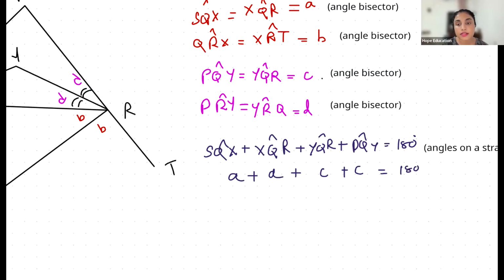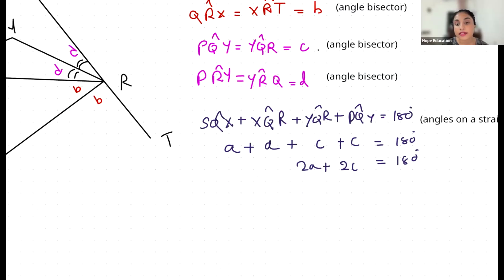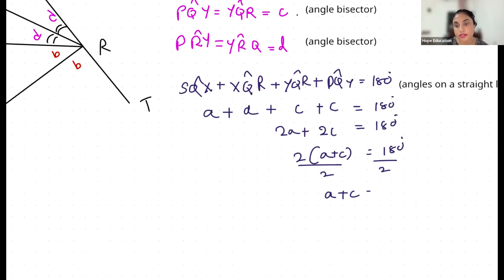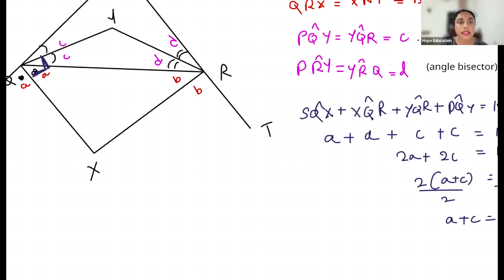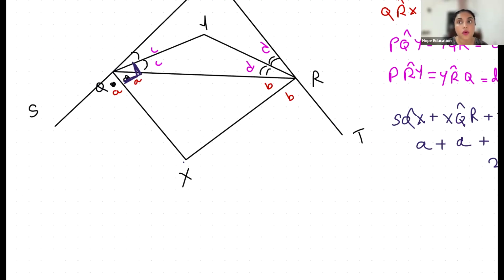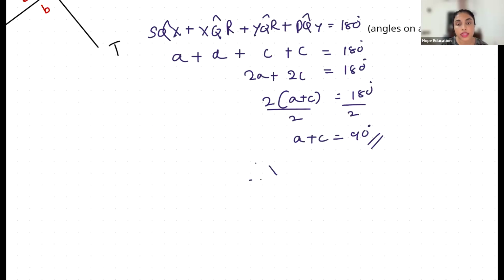So 2A plus 2C equals 180. Taking 2 as a common factor, A plus C equals 90. Divide both sides by 2. Therefore, I get A plus C equals 90 degrees. That is right. This angle is actually a right angle. A plus C is a right angle. A plus C is this angle. Therefore, XQY is 90 degrees.